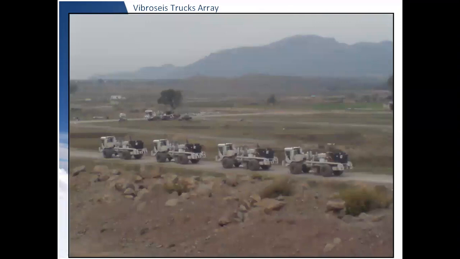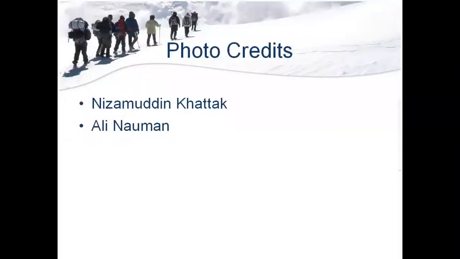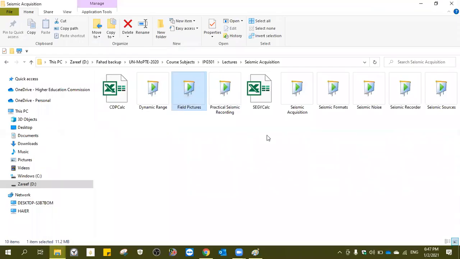But this is only applicable if your land is continuous and no mountains are there. If mountains are there, then we use explosive material in order to generate seismic waves which can pass within the subsurface. All right. So these are basically the things about how we are going to use and study all of this.